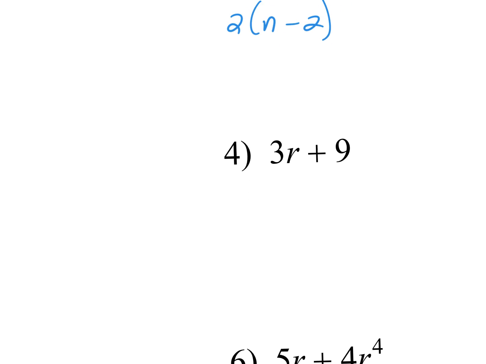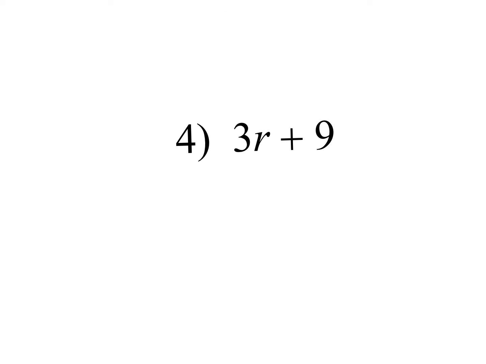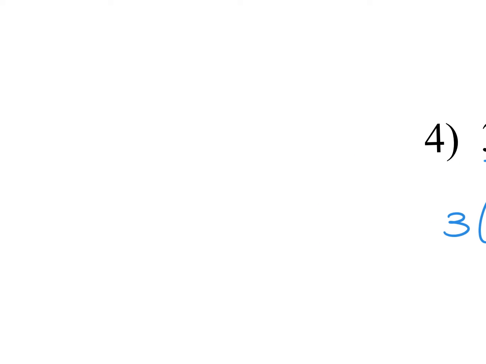I'm going to go down to 4. We'll just go in a zigzag. 3r plus 9. What can I take out? 3. Divide out that 3. Good. So 3 comes out in front. I have 3 divided by 3 is 1. 9 divided by 3 is 3. So I have 3 times r plus 3. Those two expressions are equivalent. They mean the exact same thing. They have the same value.